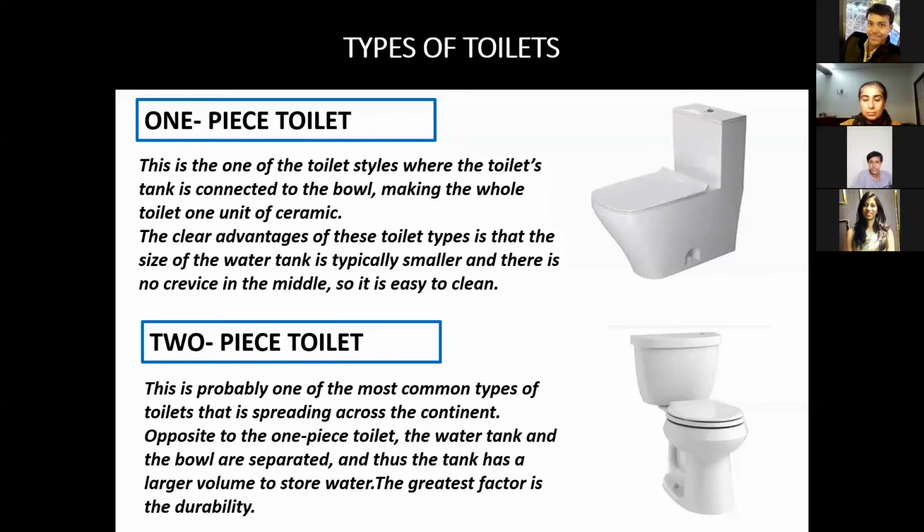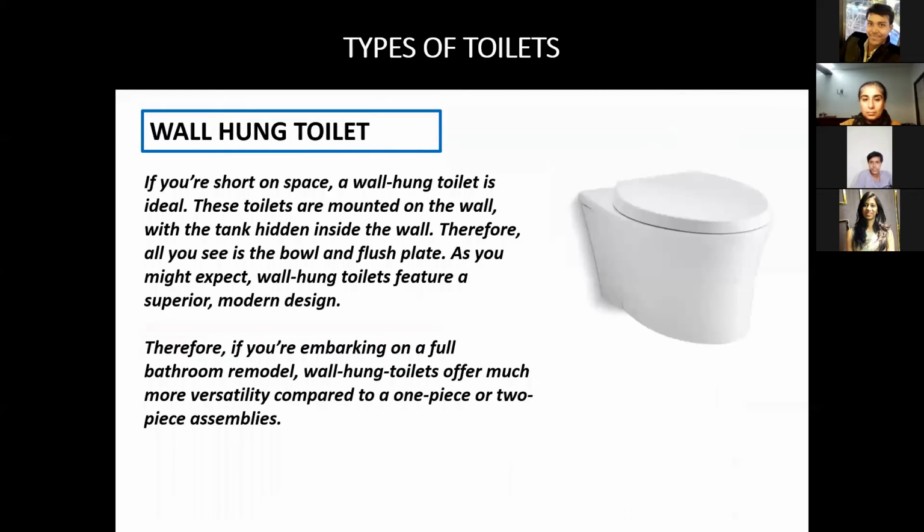Then we come to the wall-hung toilets. Mostly we prefer these because they occupy less space. So if you're short on space, a wall-hung toilet is ideal. These toilets are mounted on the wall with the tank hidden inside the wall. Therefore, all you see is a bowl and flush plate. As you might expect, wall-hung toilets feature a superior modern design. Therefore, if you are thinking of renovating your bathroom, you might go for these toilets.